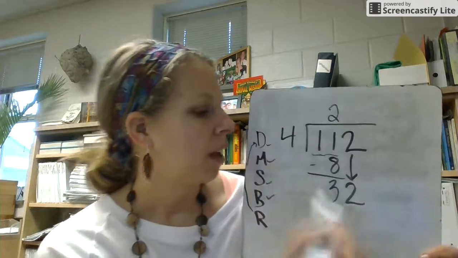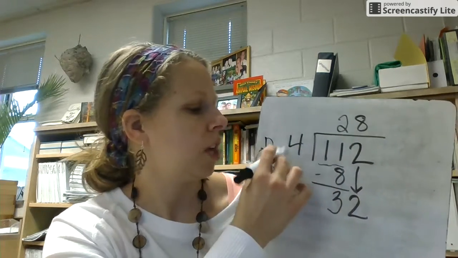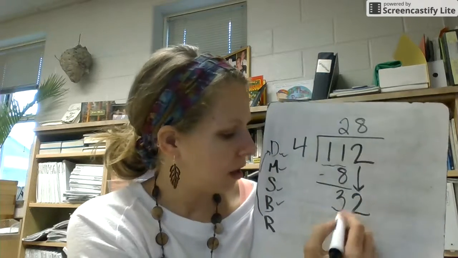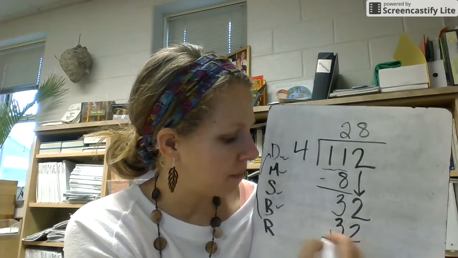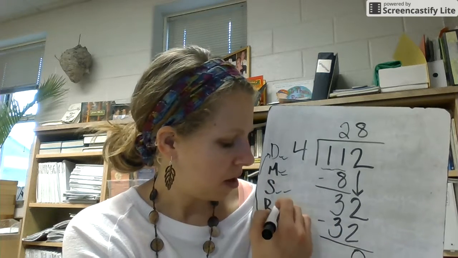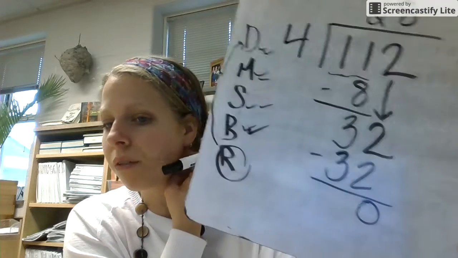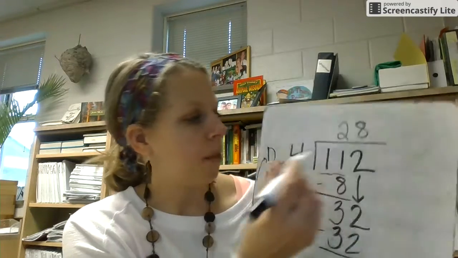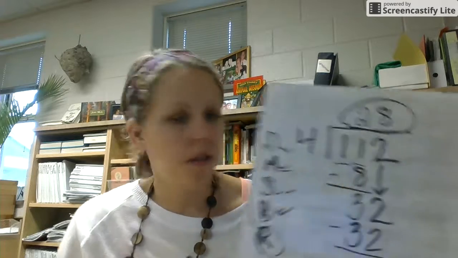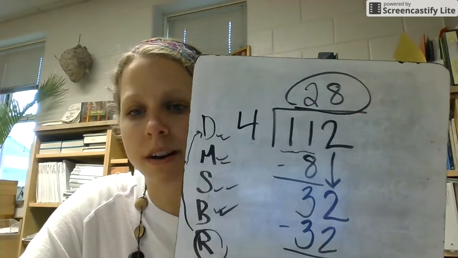Divide. 32 divided by 4 is 8. Check. 8 times 4 happens to be 32 this time. Subtract. 0. I have nothing left to bring down. So then now I have my remainder, which is 0. Okay. So my answer's on top of the house. And I know that Lillian needs 28 packs of water.